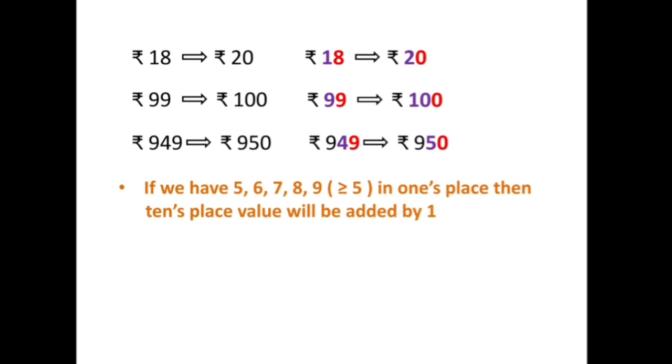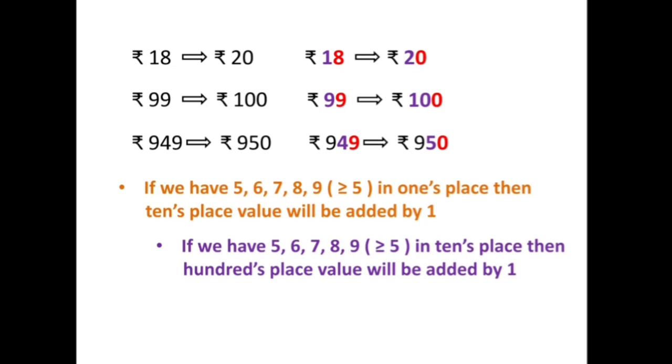If you see in 18, 1 is added by 1. 1 plus 1 gives 2. In the second one, 9 plus 1 gives 10. In the third problem, 4 is added by 1. 4 plus 1 gives 5. Here the ones place is 8, 9, 9, which is greater than 5. So we have rounded off this number, or we have estimated this number, to the nearest 10. If we have the same 5, 6, 7, 8, 9 in the tens place, then the hundreds place will be added by 1. Then the estimation we are doing is for the hundreds place.